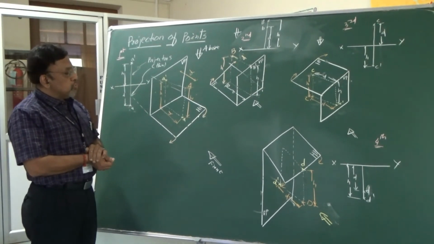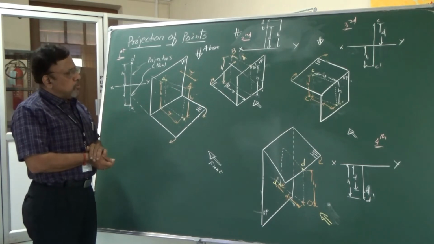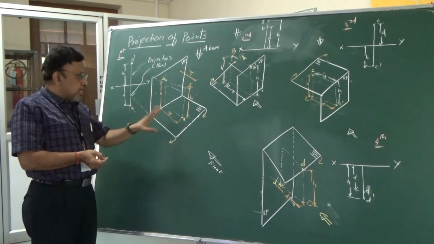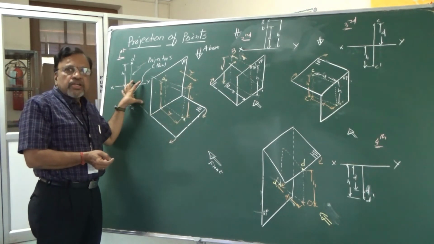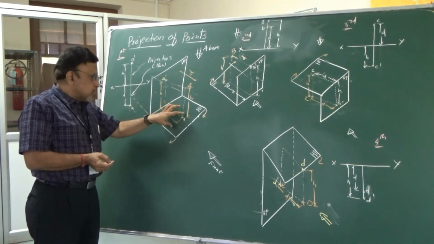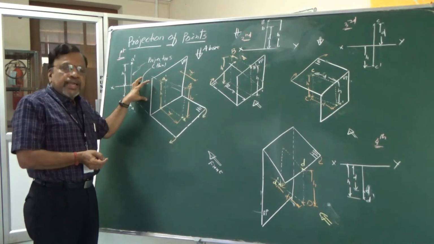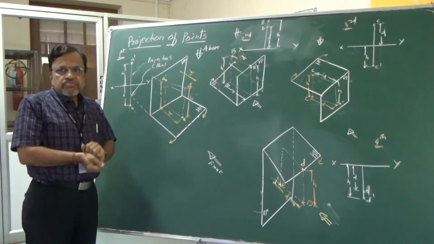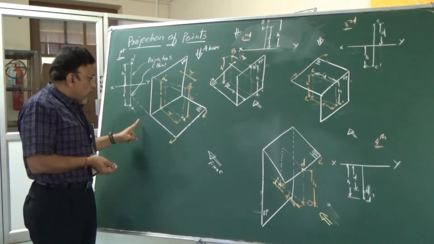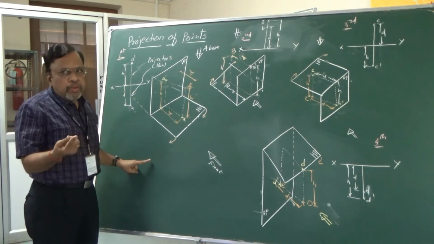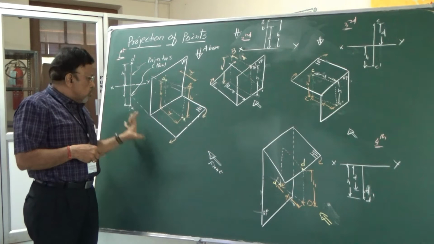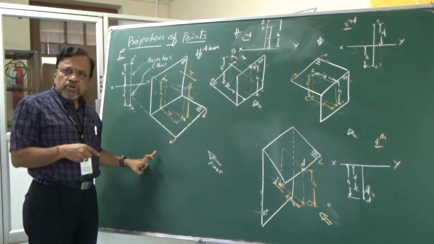the point is above HP? Which cases you will get above HP? That is either in first quadrant or in second quadrant. Only in the case of first quadrant and second quadrant, I can say point is above HP. Whereas, if the point is below HP, where do you get that? It may be either with reference to third quadrant or fourth quadrant.